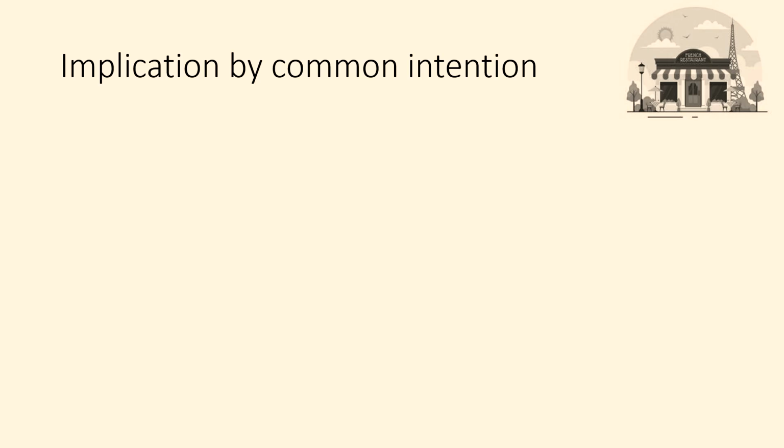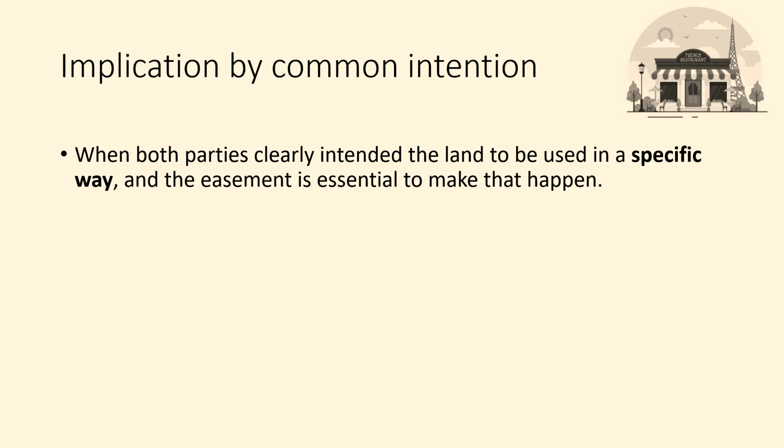Right, next one is also an implied easement, so it doesn't really require any formalities, but it is a lot easier than the implication by necessity. So implication by common intention is kind of self-explanatory, and it arises when both parties clearly intended the land to be used in a very specific way, and the easement is just incidental to this. It's essential to make sure that the land can be used in the way it was intended.